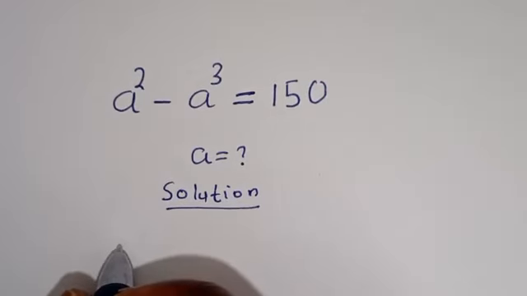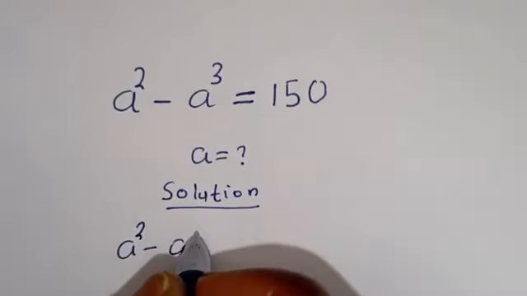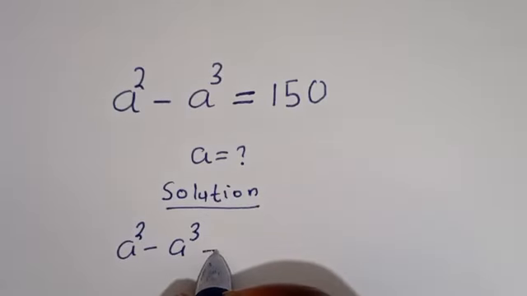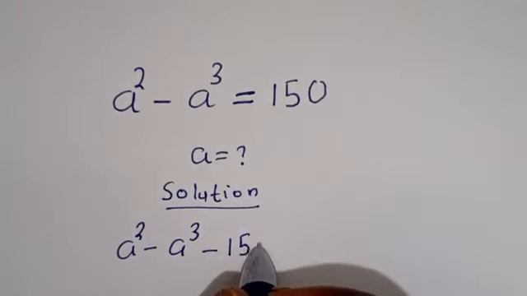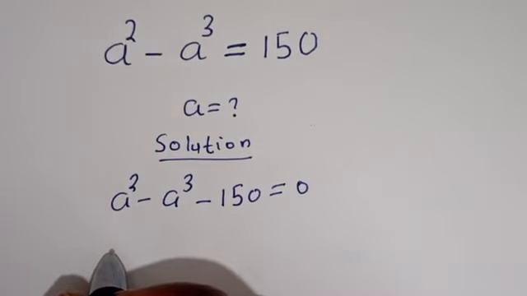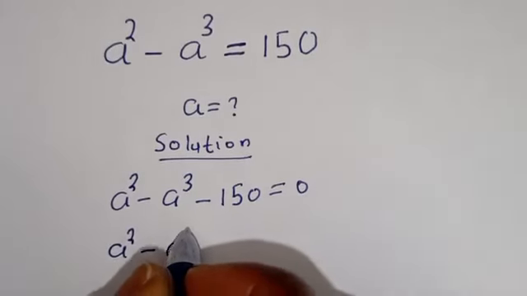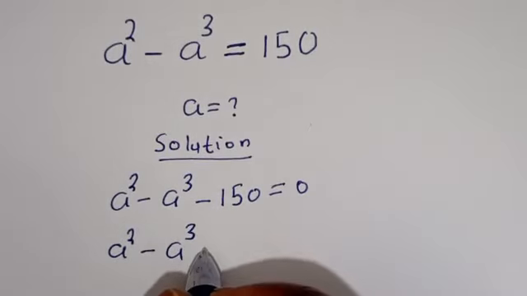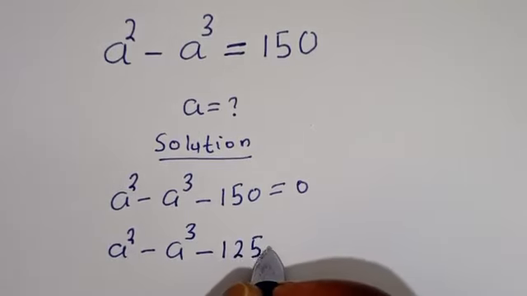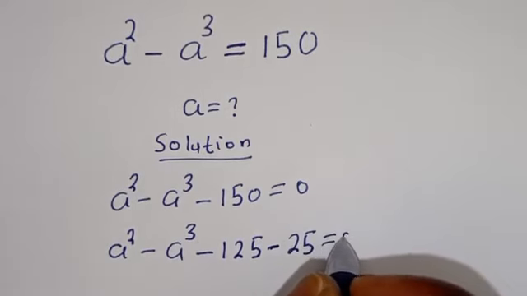Then here we have a squared minus a to the power of 3. If you take this 150 to this side, it becomes minus 150 is equal to 0. We have a squared minus a to the power of 3. Minus 150 can be written as minus 125 minus 25 is equal to 0.